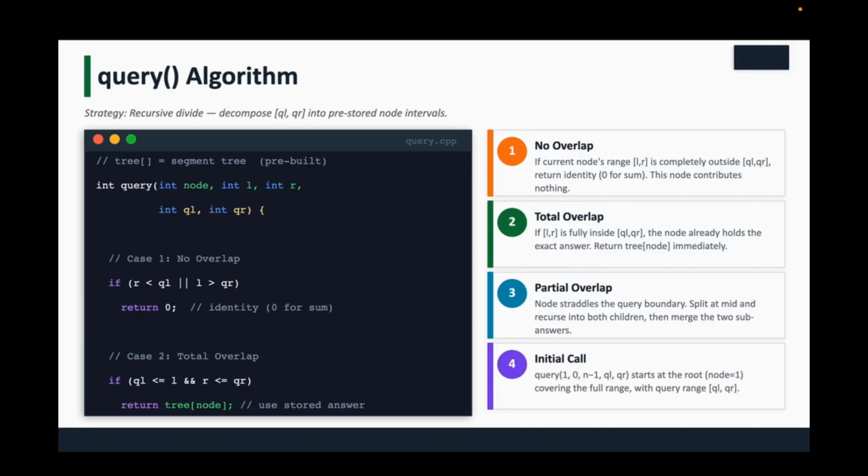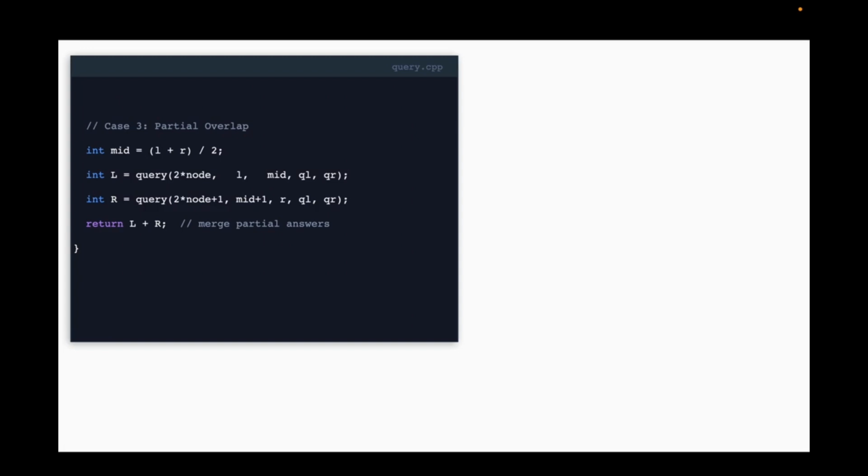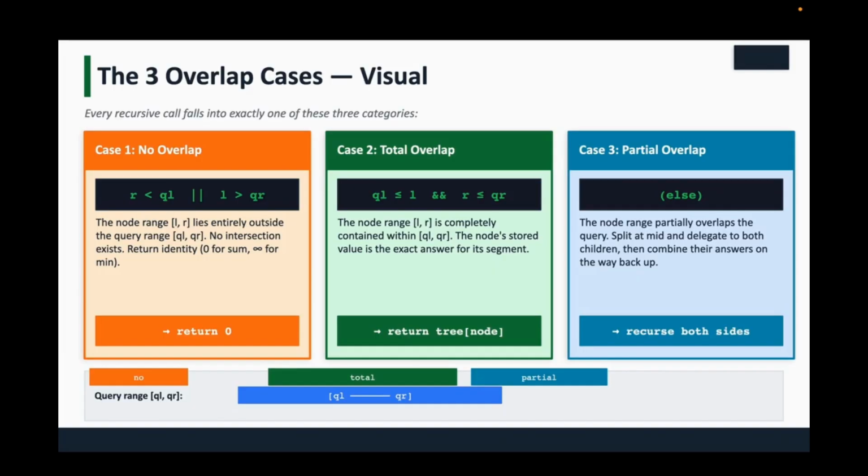1. No overlap. The node's range is completely outside the query range. Return 0, stop recursing. 2. Total overlap. The node's range is fully inside the query range. Return tree[node] directly. We don't go deeper at all. The answer is already there. 3. Partial overlap. The node straddles the boundary, split at mid, recurse into both children, merge the results on the way back up. Cases 1 and 2 are our escape hatches. They are what makes this fast.